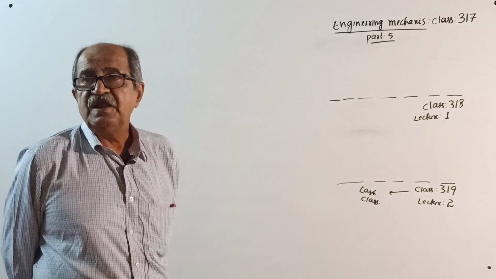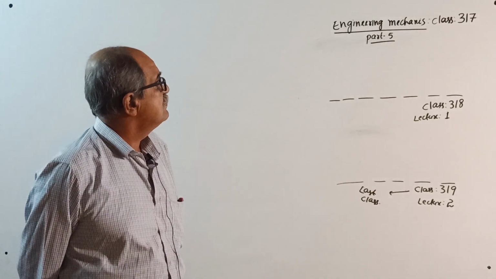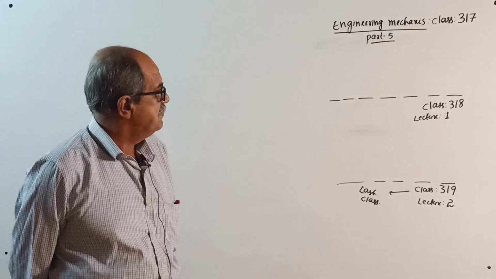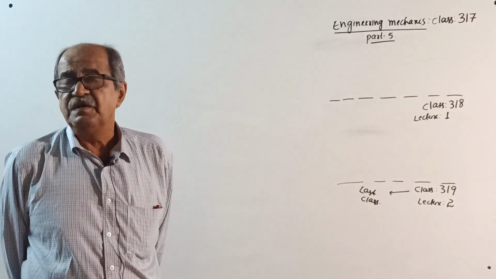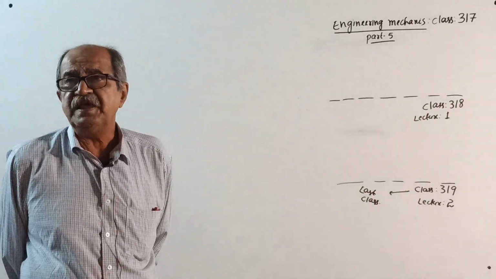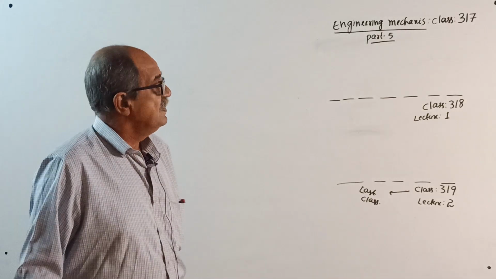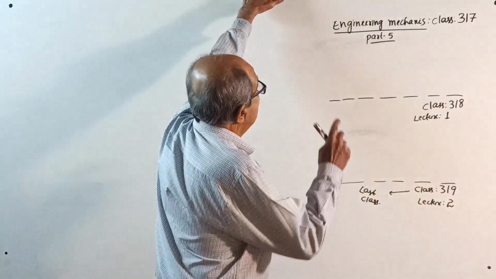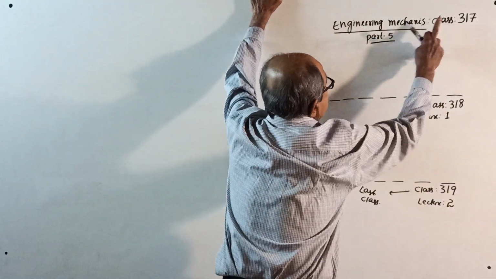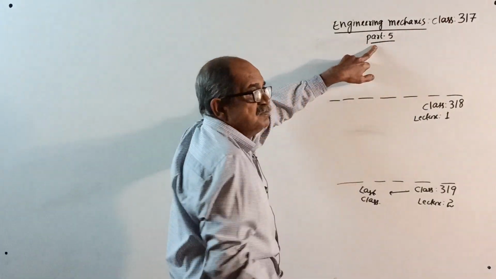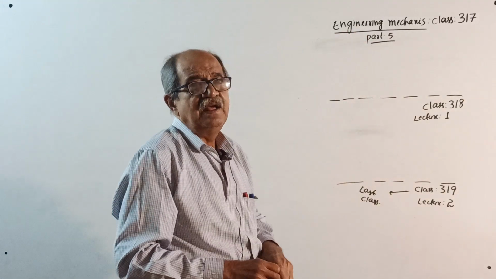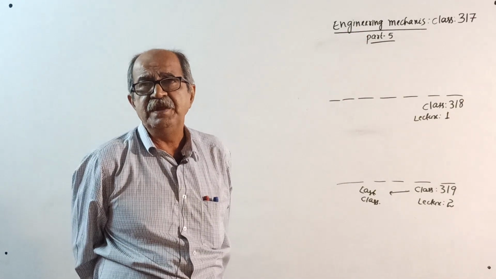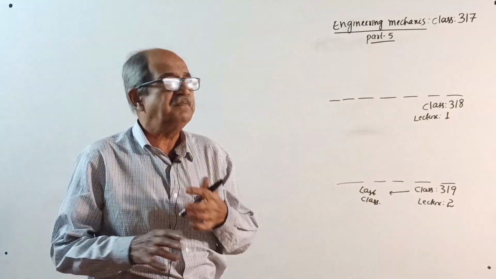Today's class is Engineering Mechanics Part 5, class number 320, Part 5, Lecture 3. You can see there. Now, in class 317, I wrote Part 5. What I have done is, you know the title, Analysis of Statically Determinate Pin-Jointed Plane Frames, that is the same.